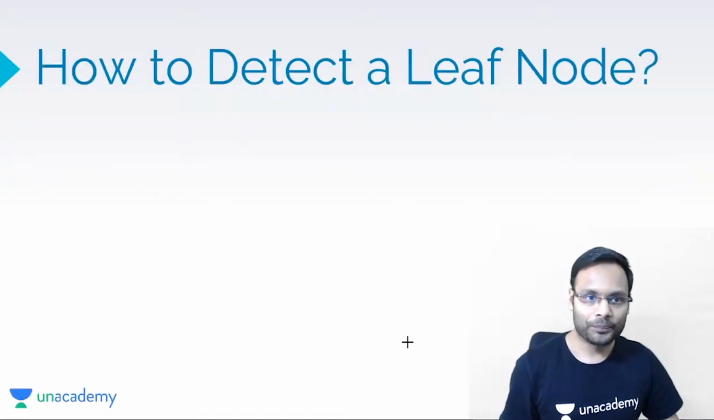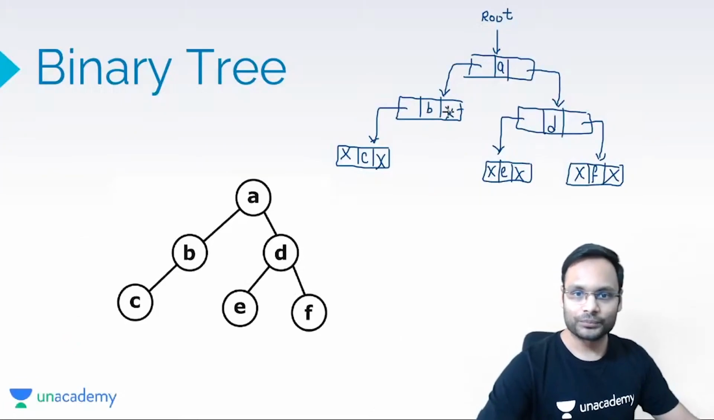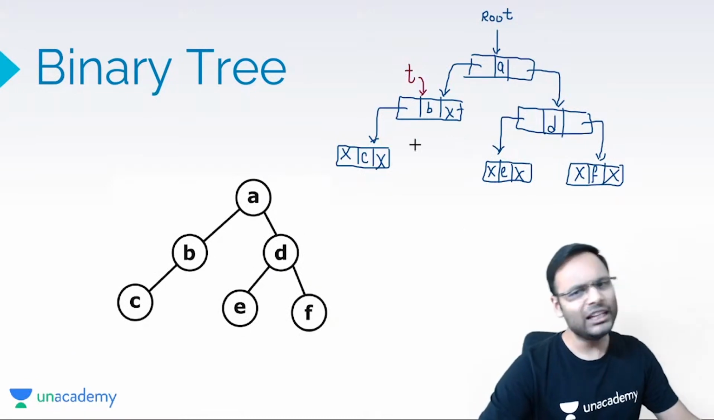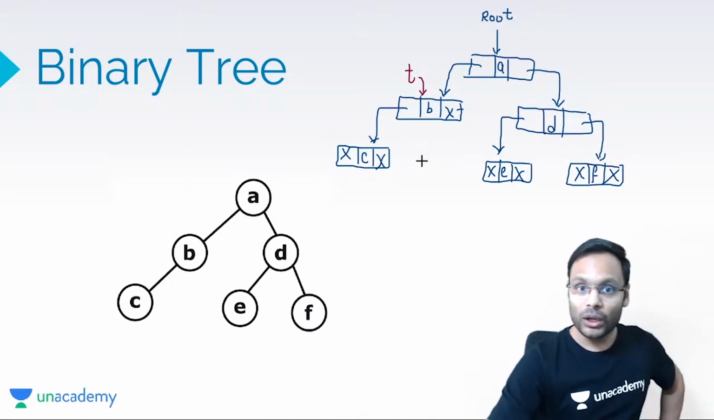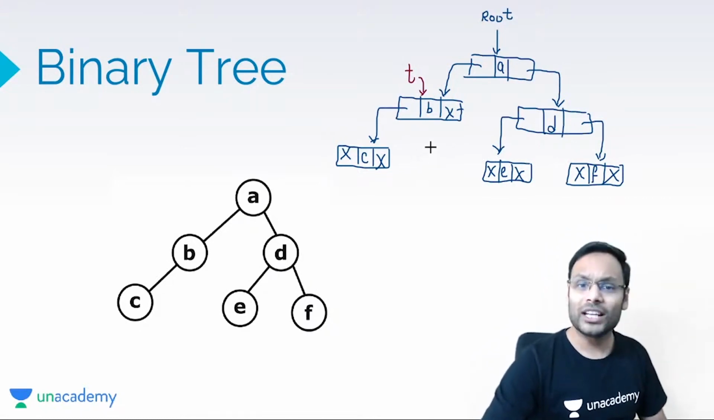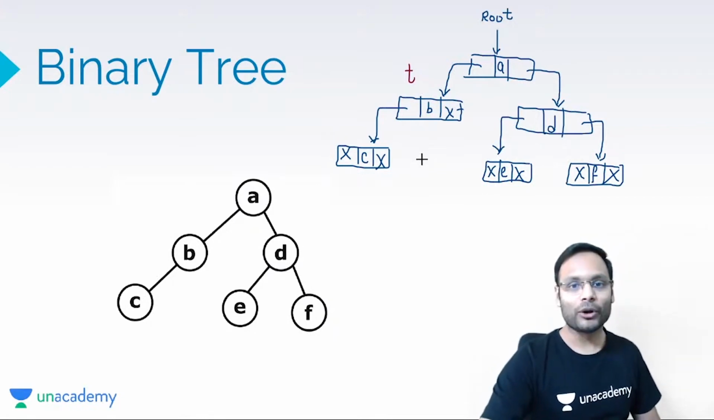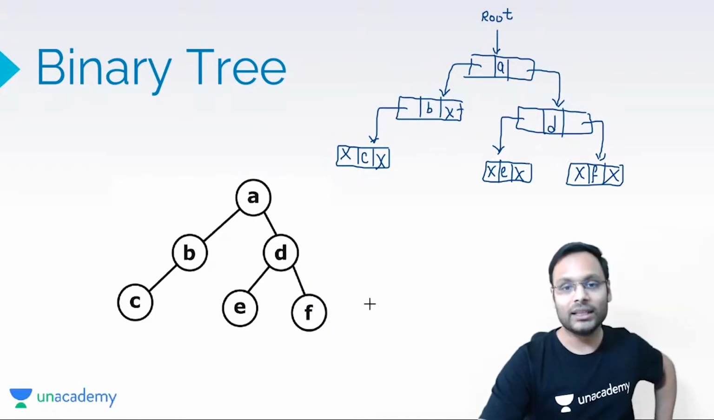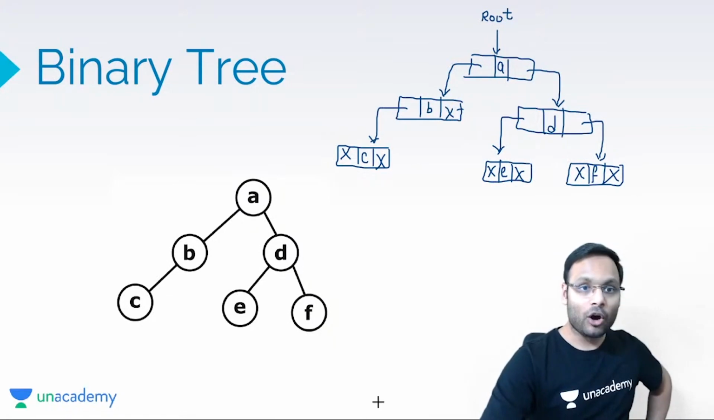Okay, chaliye. Now the thing is, suppose in this particular tree I have given you a pointer T, which is pointing to some node, any node, and I am asking whether the node that T points to is a leaf node or not. How to detect that? कैसे डिटेक्ट करोगे कि T पॉइंटर जिस नोड को पॉइंट करता है वो लीफ नोड है या नहीं? I'll have to check what is the leaf node's property.